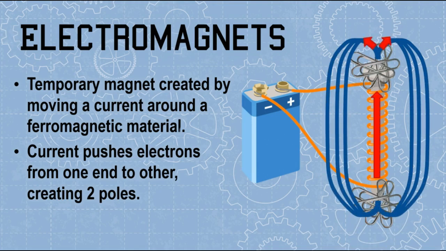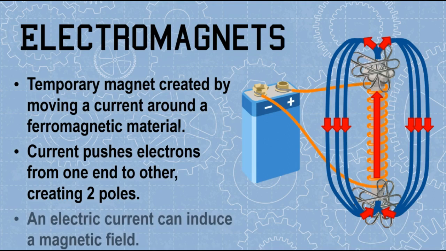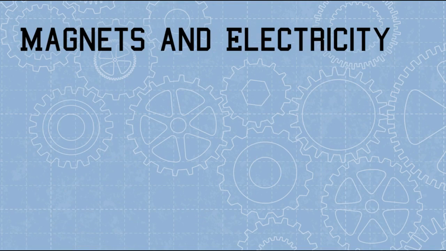The direction of the current informs the direction that the electrons are moving. So it informs the direction of the magnetic field and tells us which pole will be north, which pole will be south. Electrons move from north to south. This is why we say an electric current can induce a magnetic field. As we observe, an electrical current can create a magnetic field.